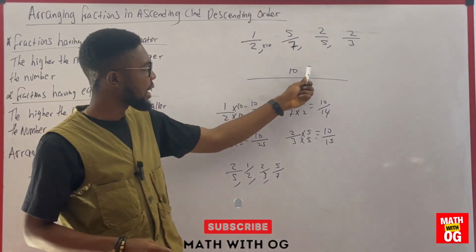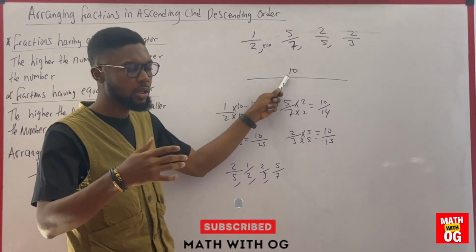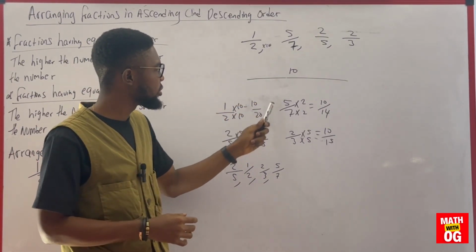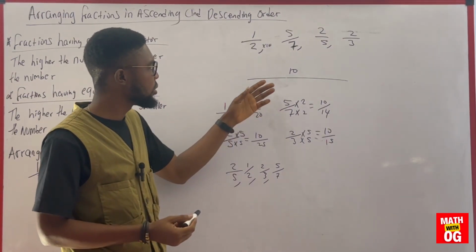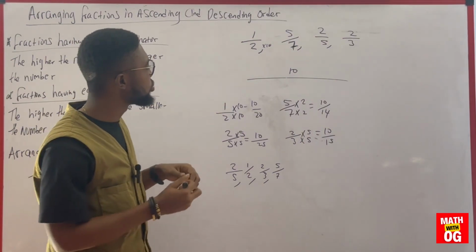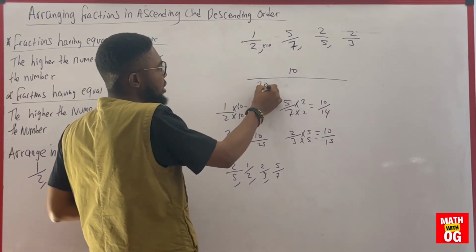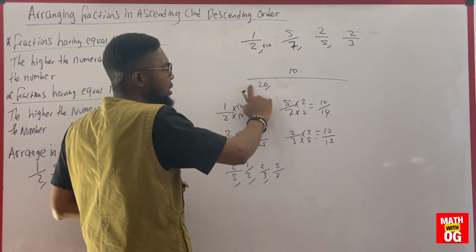Now, how do we use this approach to get the answer? We've gotten the same numerator to be 10. So we are working with 10. So we say 1 into 10 is 10. 10 times 2 is 20. So that's the 20 we got here. So 1 over 2 is same thing as 10 over 20.